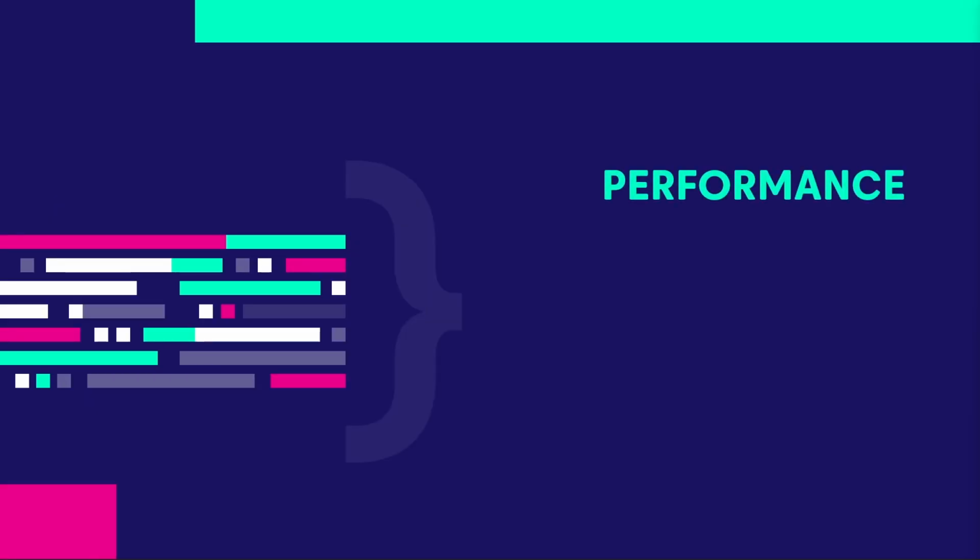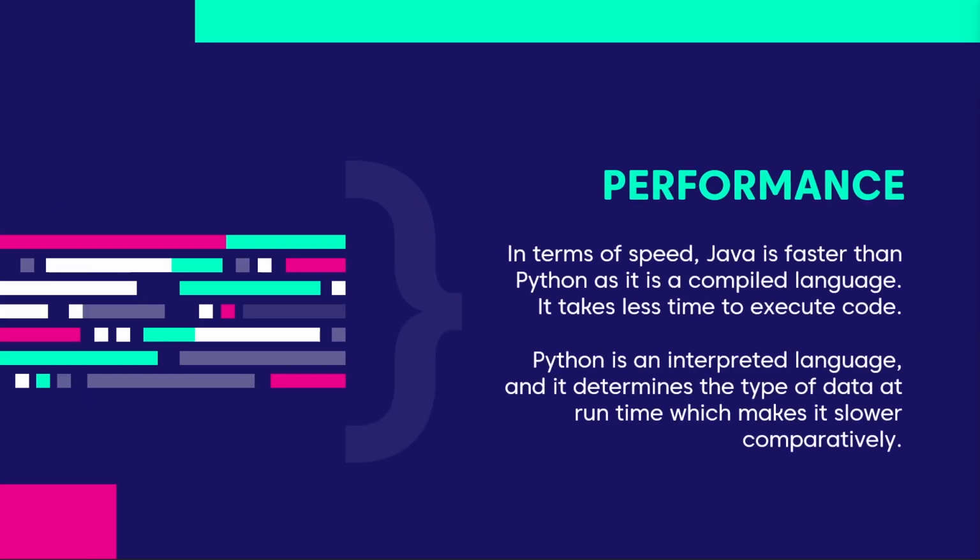Now, in terms of speed, Java is a lot faster than Python just due to the fact that it's a compiled language, hence it takes less time to execute the code. The main reason is that Python is an interpreted language, hence it has to determine the type of data at runtime, which makes it a lot slower.